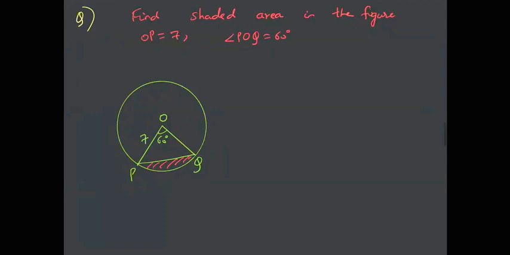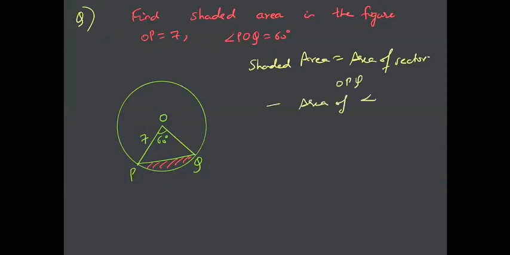So some of you have already solved it. Let us discuss. The shaded area is nothing but the area of sector OPQ minus the area of triangle OPQ. If I subtract this area of triangle OPQ from this entire sector, I'll get the shaded area. What is the area of the sector? It is theta by 360 into pi r square. So 60 by 360 into pi into 7 square. So this is 49 pi by 6. This is the area of the sector.